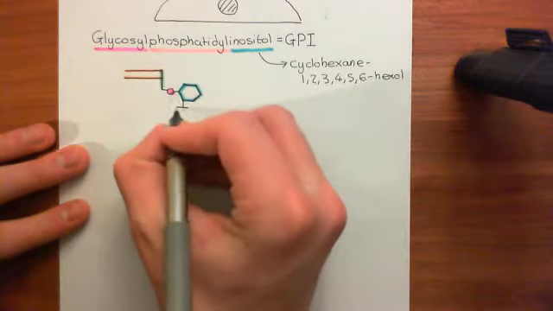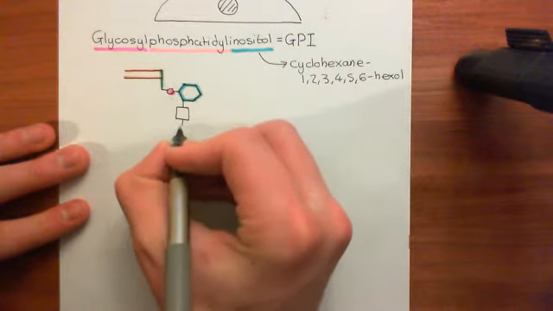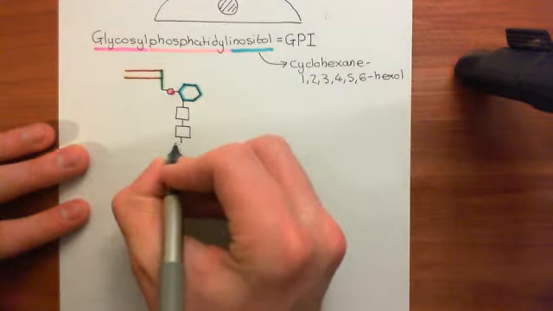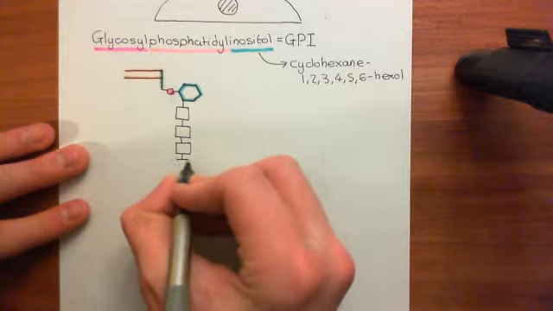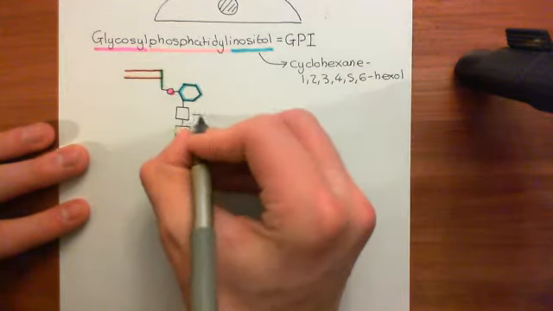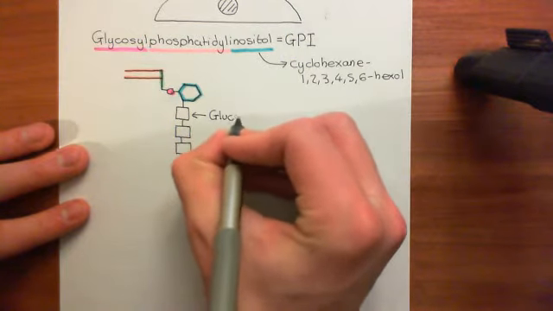We're going to link a few sugar molecules. Specifically, we're going to link 4 sugar molecules: 1, 2, and I'm just going to denote these sugar molecules as boxes, 3, and then finally 4 here. So the first one here is going to be a glucosamine sugar.